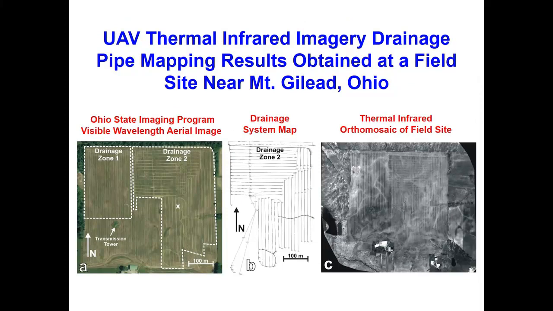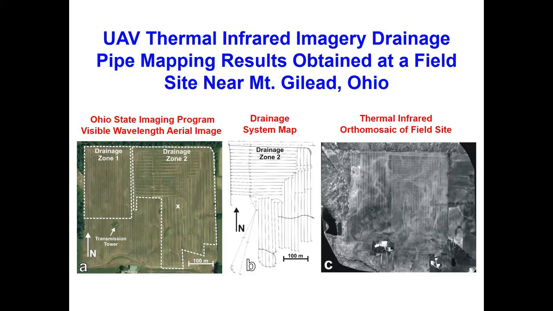So I want to talk a little bit now about what our results are going to be. And these are some thermal infrared imagery results for a site near Mount Gilead, Ohio. That's the same site that we showed in the previous 2 slides where we had the topography. Shown here is just a Google Earth image, map. And I just want to point out we had 2 different subsurface drainage zones.